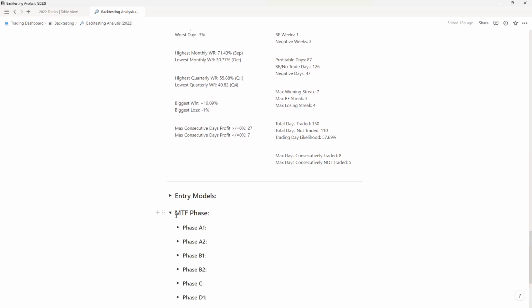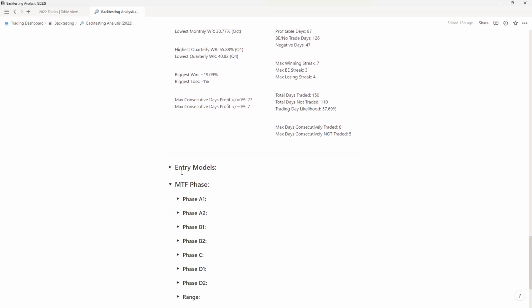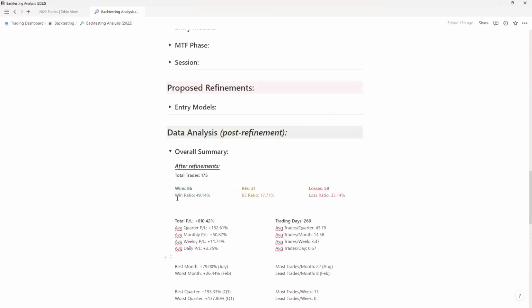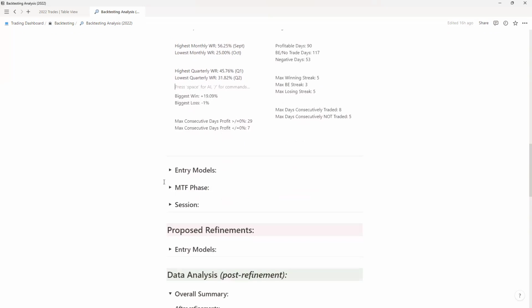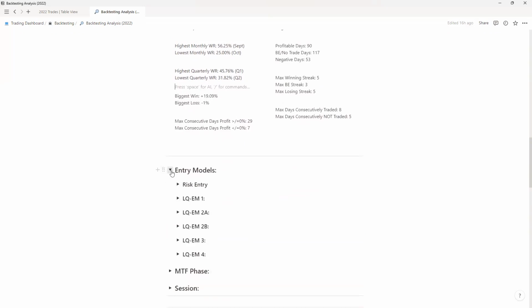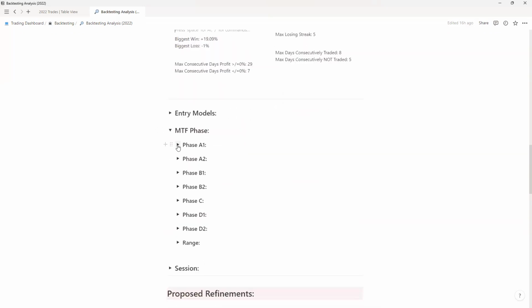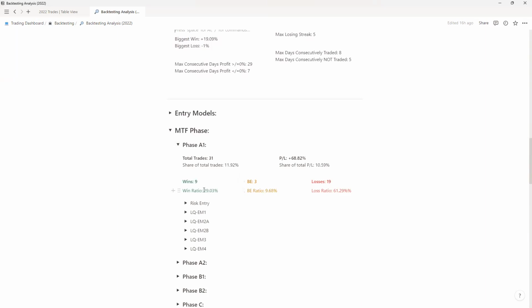Now, as I was mentioning before, I was taking a specific focus on entry models, but then we were also talking about how phase A1, I had previously thought it was the most high probability phase of the market and therefore would have the highest win rate or the most amount of P&L. And we saw that really wasn't the case. If we go back up to our pre-refinement, if we go into medium time frame phases, phase A1, you can see we only actually had a win rate of 29.03%.